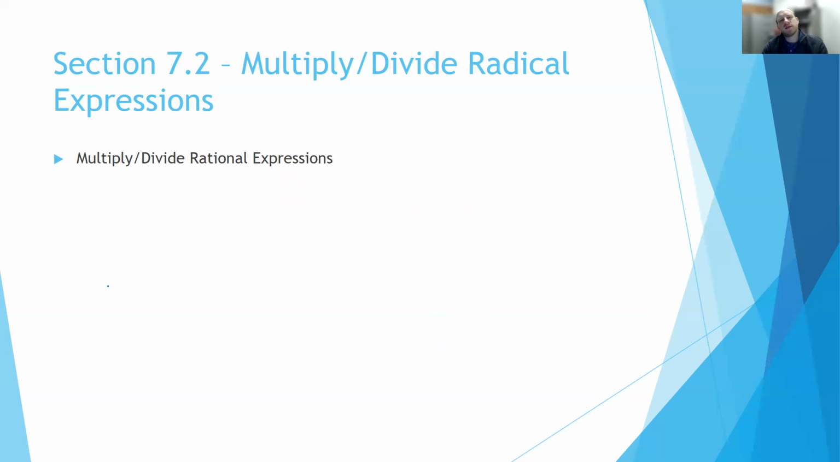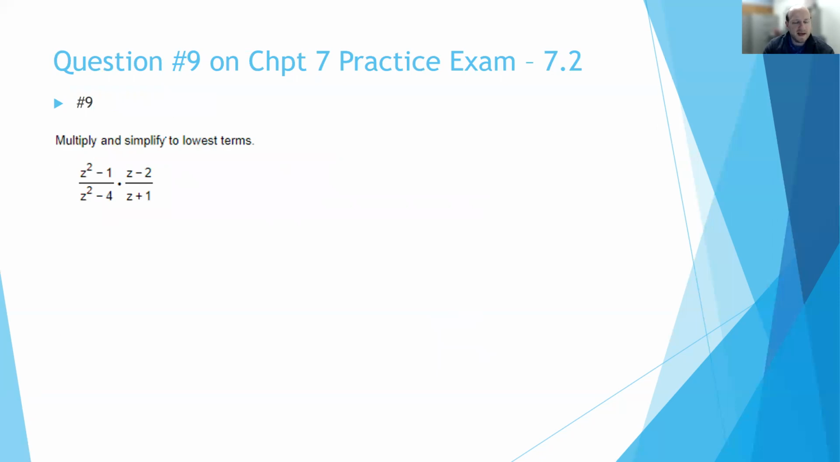All right, section 7.2 was multiplying and dividing rational expressions. So let's get into that. Kind of a similar type of concept here as what we just did on 7.1, where we want to factor all of these expressions and then see if I can cancel any common factors.